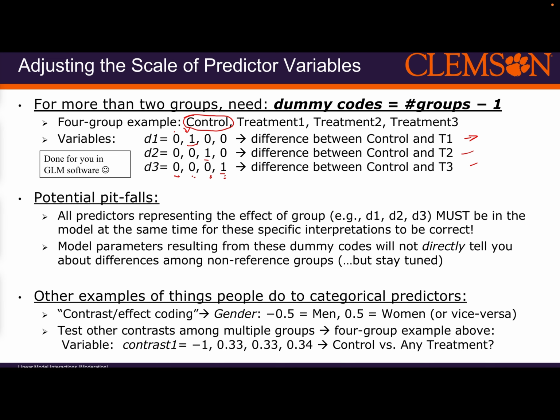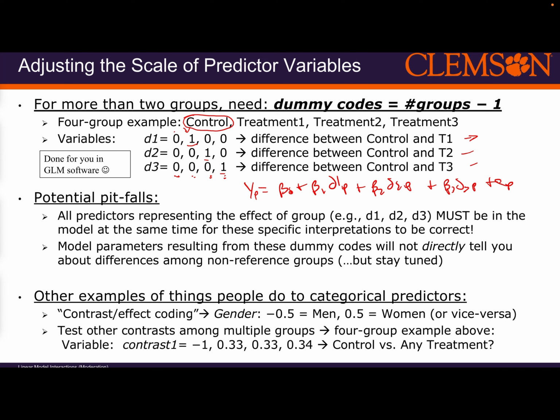Now, there are a few pitfalls with this. All predictors representing the same group must be in the model as predictors at the same time for these specific interpretations to be correct. So what I mean by that is our linear model here would look like y for a person equals beta 0 plus beta 1 times D1 for a person plus beta 2 times D2 for a person plus beta 3 times D3 for a person plus error for a person. Excuse my handwriting. I feel like I write in hieroglyphics, but hopefully it doesn't look like that.